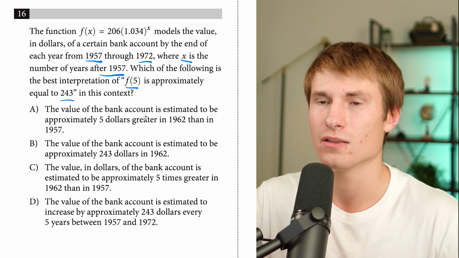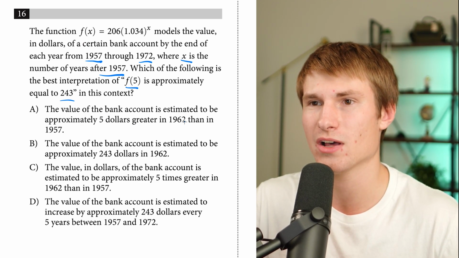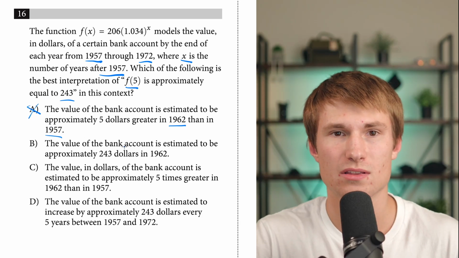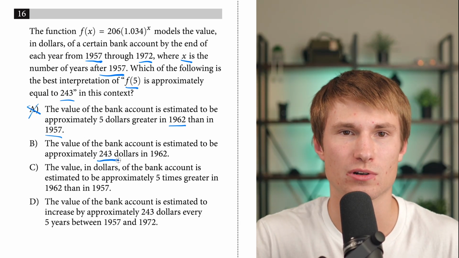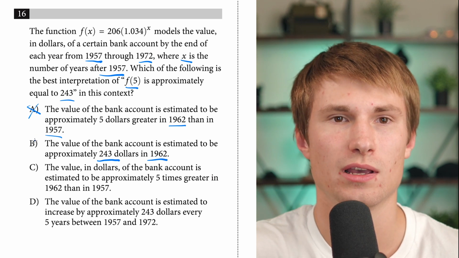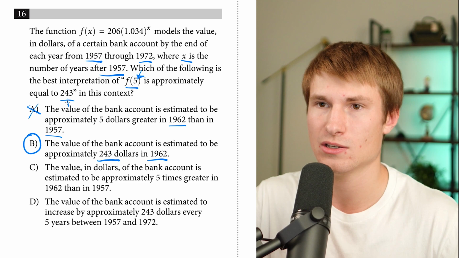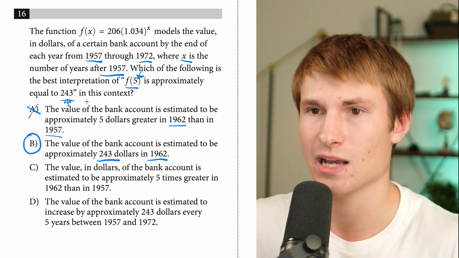We have option A, the value of the bank account is estimated to be approximately $5 greater in 1962 than in 1957. No. B, the value of the bank account is estimated to be approximately $243 in 1962. Yes, 1962 is 5 years after, thus the f of 5, and it's equal to that $243 in value.